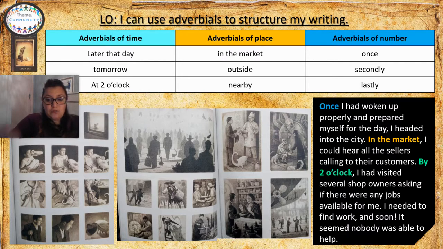So, in describing those order of events, I've used an adverbial of number, giving it its place in the day. I've used an adverbial of place to put my character in a particular setting. I've then indicated that there's been a change in the time by 2 o'clock. And these give my writing order.